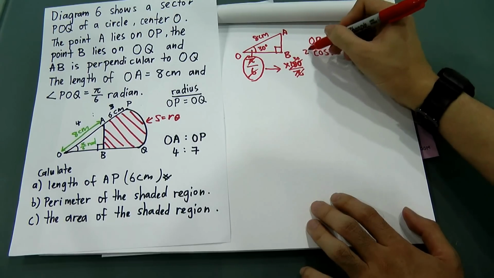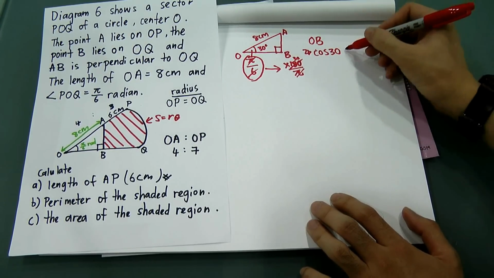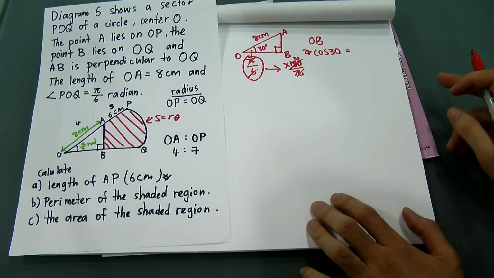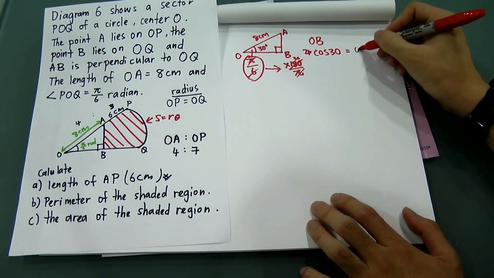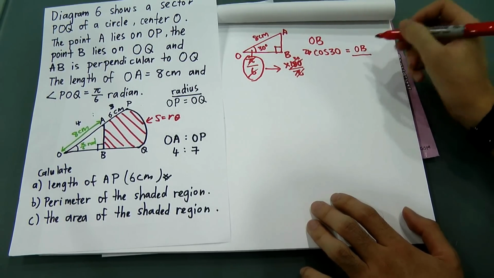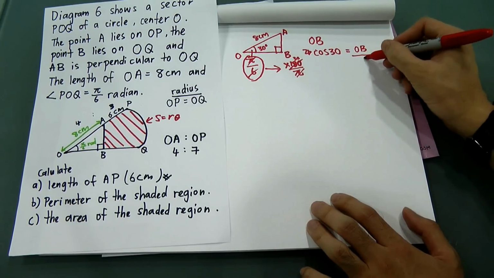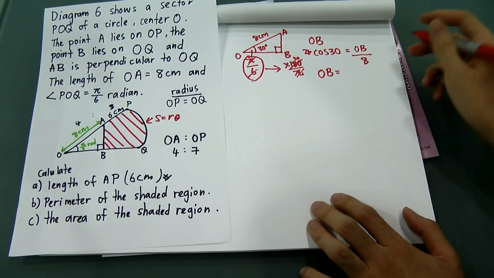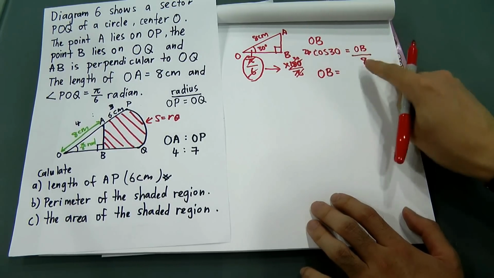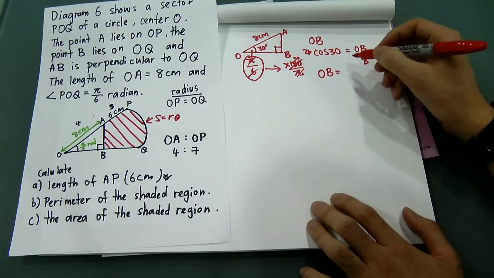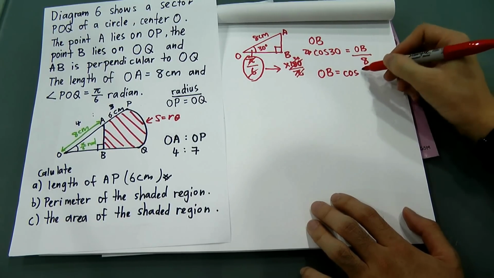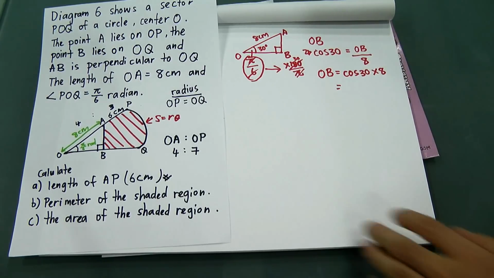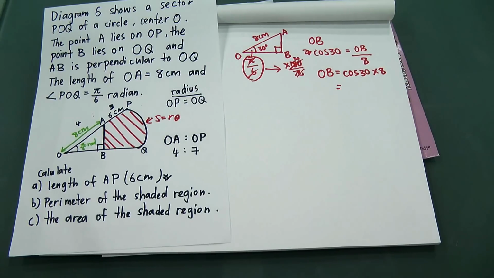Okay, for the length OB, cos 30 equals adjacent over hypotenuse, OB over OA. OA here is 8 cm, so over 8. So the length of OB will equal, you move the 8 to the other side, cos 30 multiplied by 8. Then you can get the length of OB. Of course, this one we have to use a calculator.